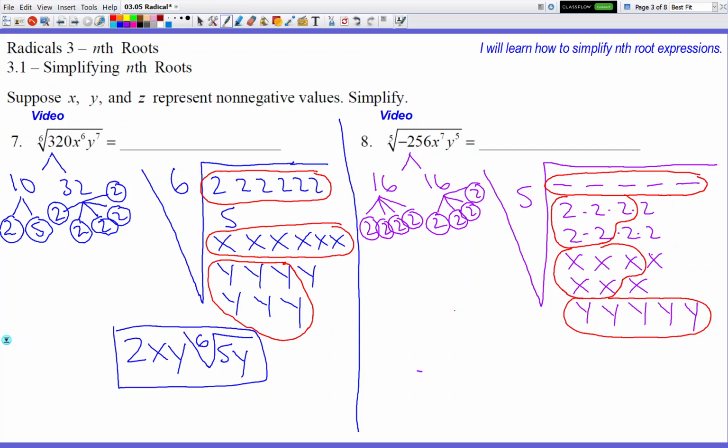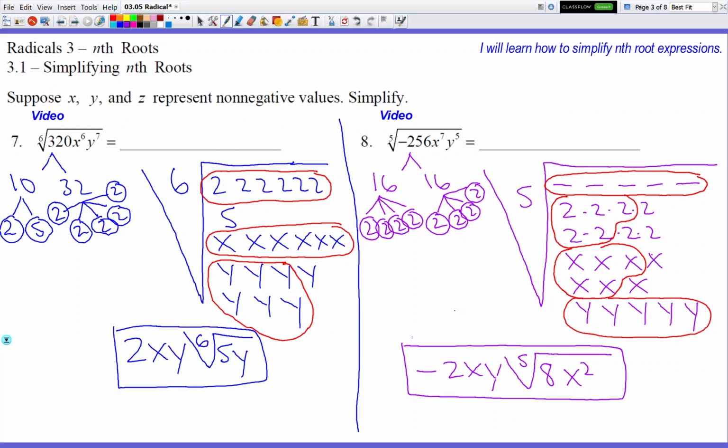Okay, so negative jumps outside, 2 jumps outside, x and y also jump outside. And this is a 5th root radical of what's left. So 2, 2, 2 is 8. X is x squared. And there's no y's. So this is my final answer. Okay. All right. Home stretch.